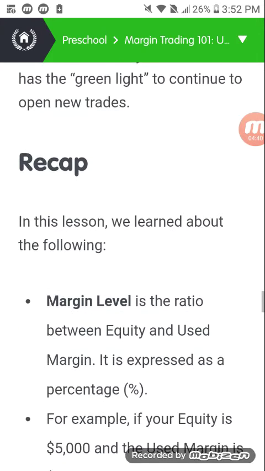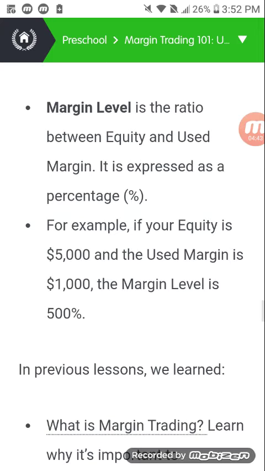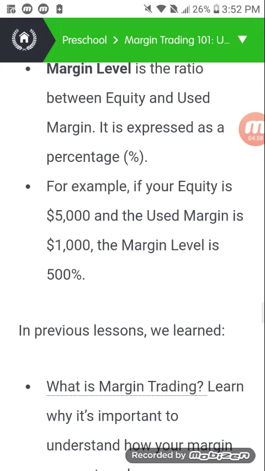So let's recap this lesson. We learned that margin level is a ratio between equity and used margin, and it's expressed as a percentage. For example, if your equity is 5,000 and your used margin is 1,000, you divide 5,000 by 1,000 and multiply that by 100, and you get a margin level of 500.